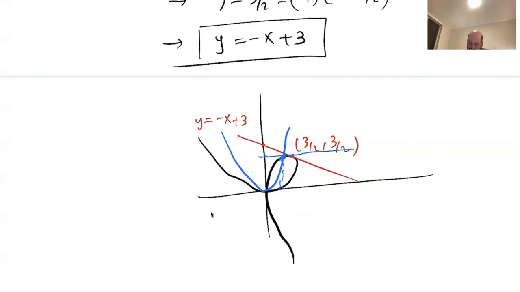So let me delete this to avoid making the picture messy. So that is what I explained about the point with a horizontal tangent line. All right.